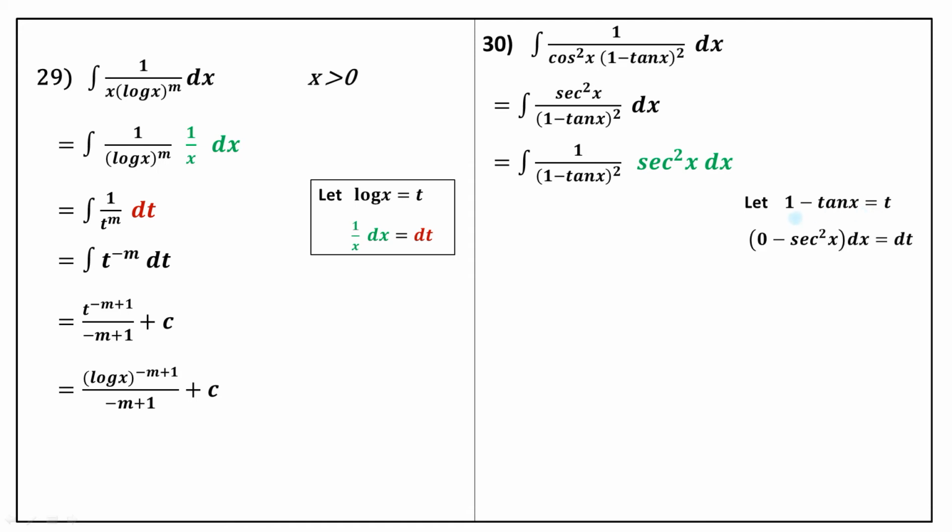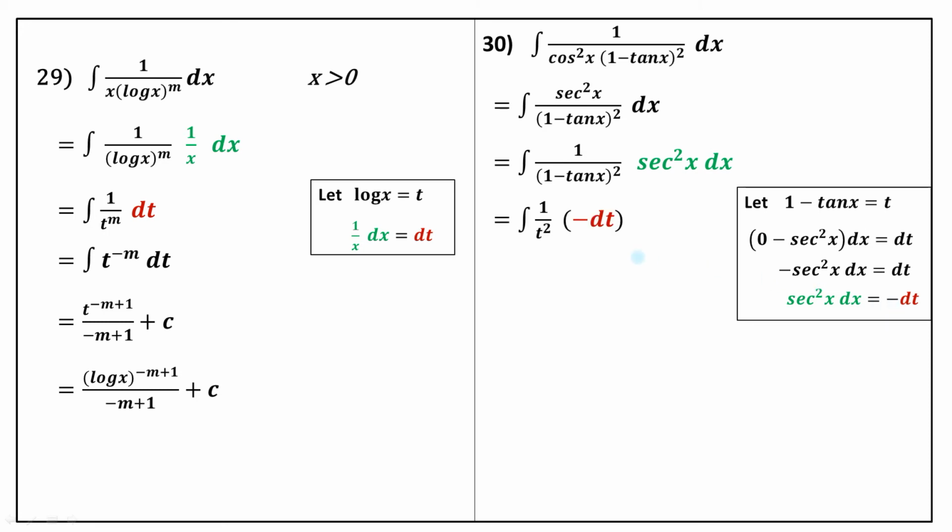Differentiation of 1 is 0, minus tan x differentiation is secant square x into dx, because we are differentiating x, is equal to differentiation of t, which is 1 into dt. Minus secant square x into dx equal to dt. We want only secant square x dx, so it will become minus dt. Coming to the substitution here, 1 by t square and secant square x into dx is minus dt. Minus 1 is a constant, we'll take it out, and 1 by t square is not in the standard form. We'll write this as t to power of minus 2, which is of the form t to power of n now.